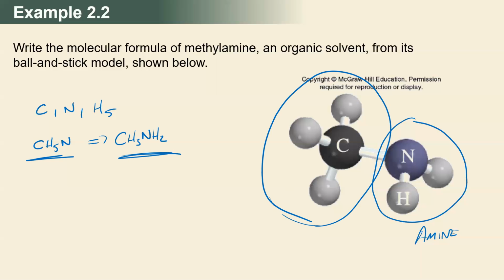Notice that I left out the 1s on the carbon and the nitrogen. That's because it's a little redundant. If we have a C there, we know we have to have at least 1. And if we have more than 1, then we put what that number is. But if it's just 1, we'll leave off that subscript 1. Okay. All right.